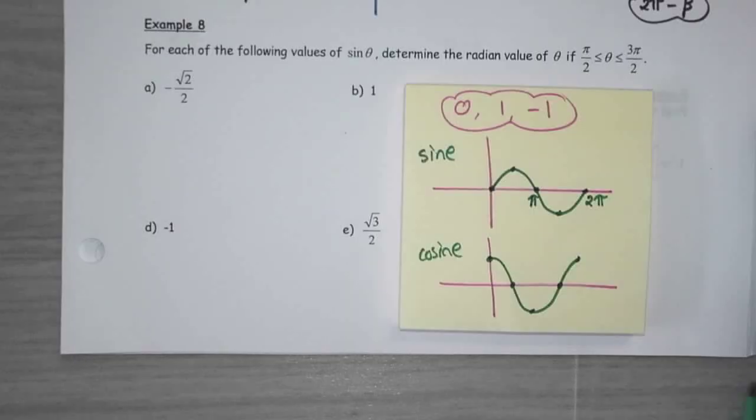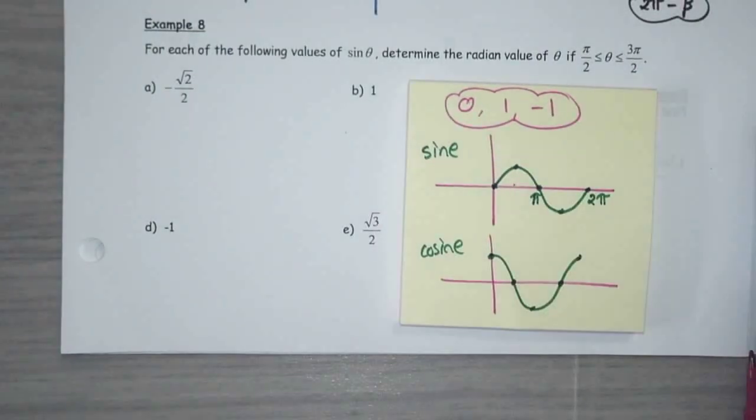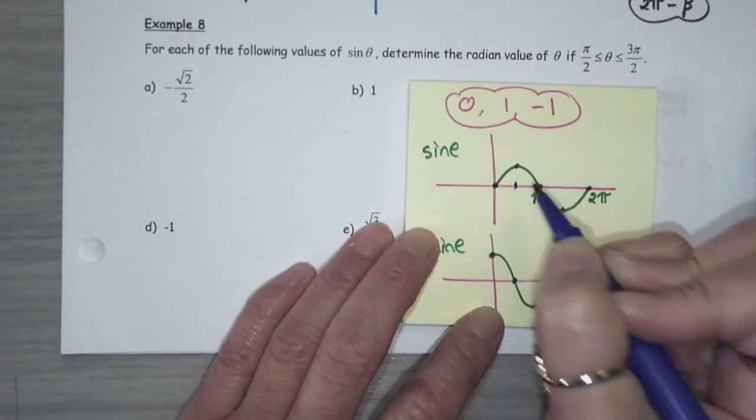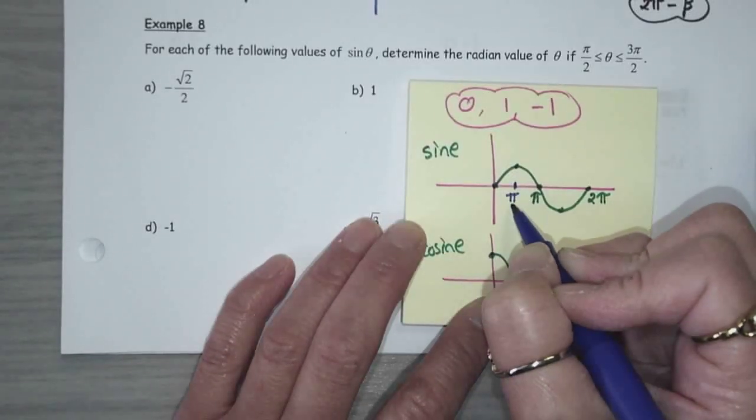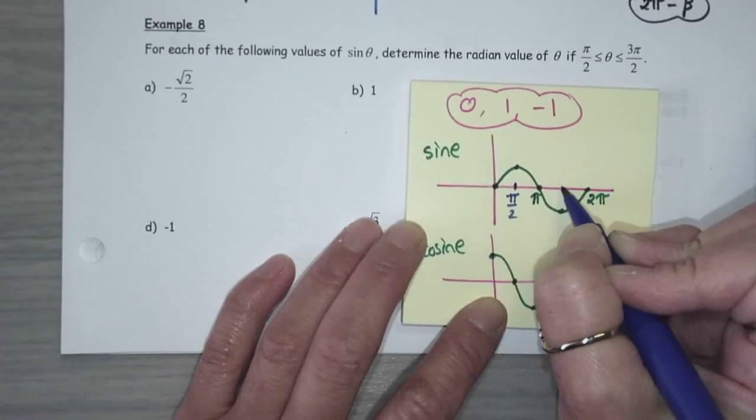Good? Okay, how about here? How about one here? What's 90 degrees? Pi over 2. How about 270?